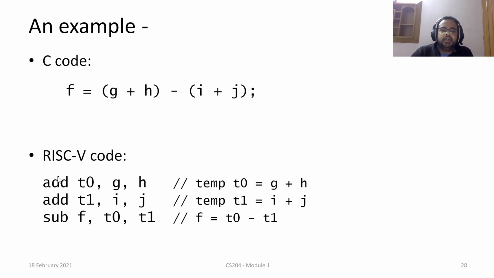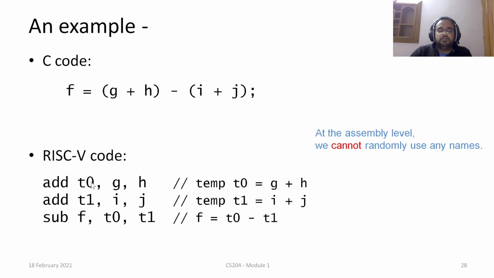So we have an add, and we have added G and H and written into a temporary variable T0. Following that, the second instruction is we have added I and J and written it into another temporary variable T1, and finally we subtract the value of T0 and T1 and write it into F. So together these three instructions will perform the operation that we have written as a single line in C.